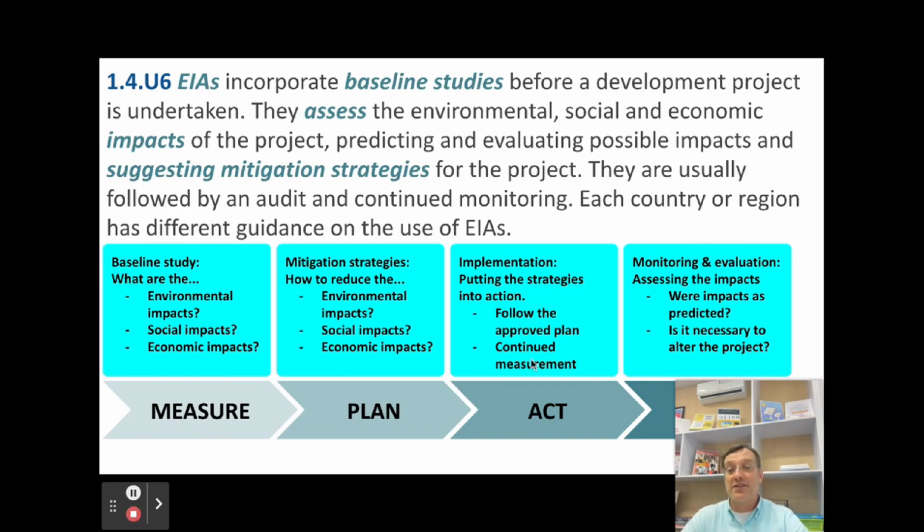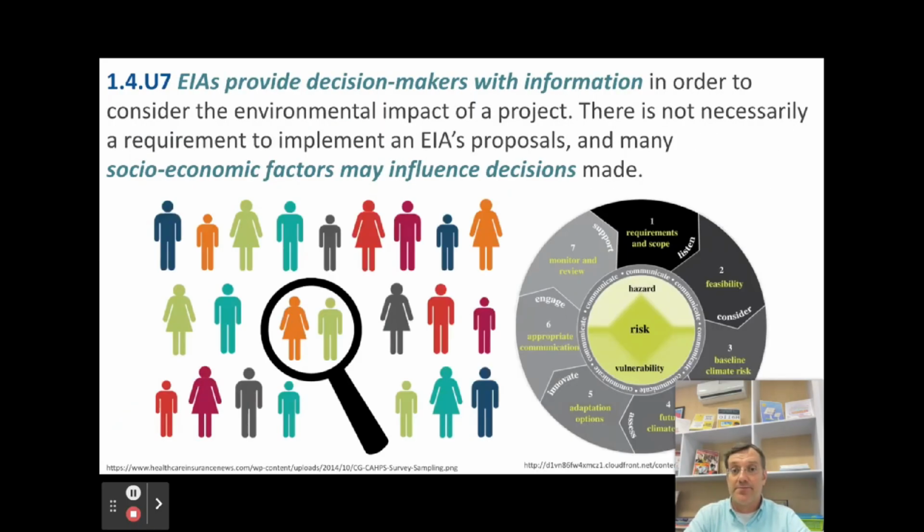Let's follow along with it. Let's continue to measure it and monitor how that's happening. And then the final stage over here says assess, and that's monitoring and evaluation, right? Were the impacts that we predicted back here actually as we predicted that they would be? Do we need to change the project as a result of impacts not being what we predicted?